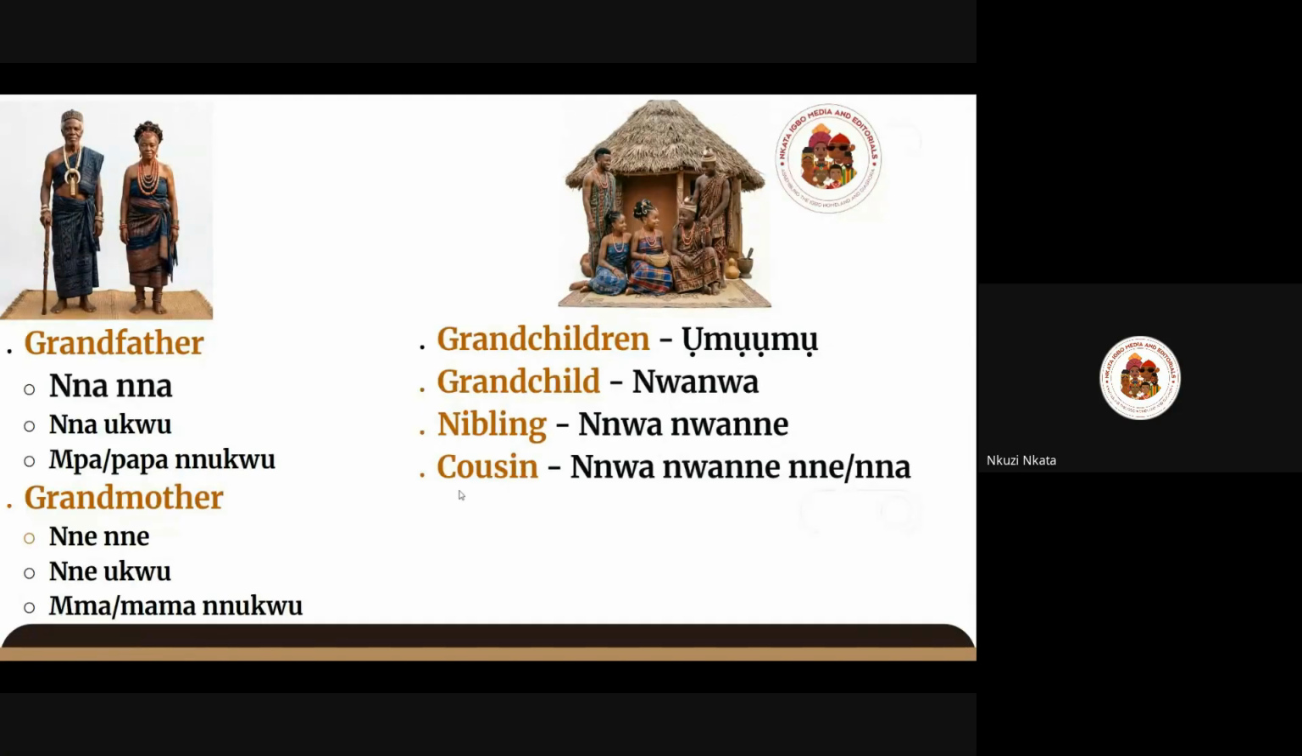Then for cousin we can say nwa nwanne nne or nwa nwanne nna. Nwanne nne could be your maternal uncle or aunt. Nwanne nne is the sibling of the mother. Nwanne, sibling, nne, mother. Nwanne nna is the sibling of the father. So when you say nwa nwanne nnem or nwa nwanne nnam, you are talking about your cousin.